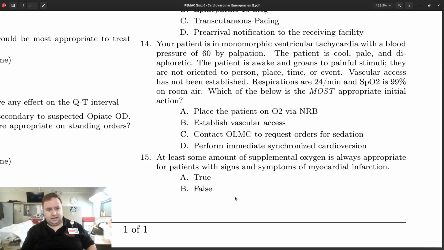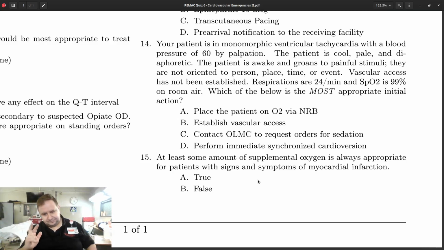Oxygen is not benign. There's a lot of negative things that it does, and you have to be judicious with it. If you have a patient who's acutely short of breath, if you have a patient who is hypoxic, then yes, oxygen is warranted. But if you have a patient who, like the patient in number 14, has a SAT of 99, they don't need oxygen. Don't give it to them. You're hurting them with it.